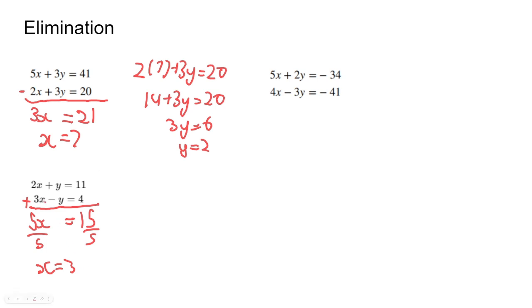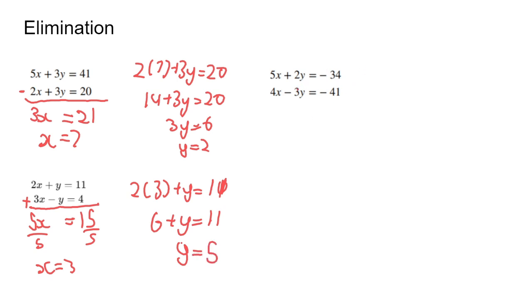Now we know x equals 3, we can substitute that into one of them. I'm going to just choose the top one. 2 times 3 plus y equals 11. 6 plus y equals 11. And then we subtract 6 from both sides to get y equals 5.